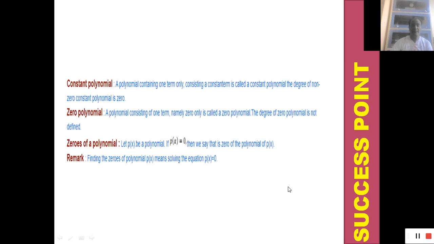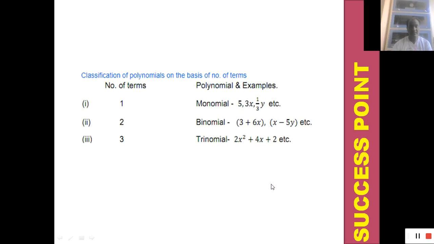Now we discuss the constant polynomial. A polynomial containing one term only, which consists of a constant term, is called a constant polynomial. The degree of a non-zero constant polynomial is 0. If we go back, here the 2 is the constant term.